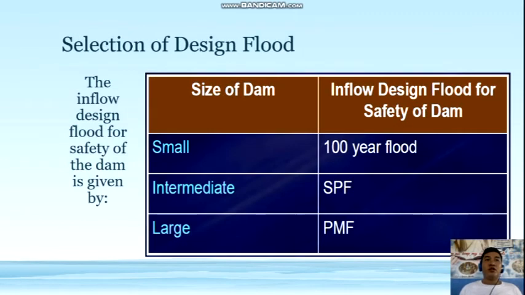For selection of dams, the inflow design flood for safety of the dam is as follows. For small dams, the inflow design flood for safety of dam is the 100-year flood. For intermediate dams, it is the SPF, which means the standard project flood. And for large dams, the inflow design flood for safety is the PMF, or the probable maximum flood.